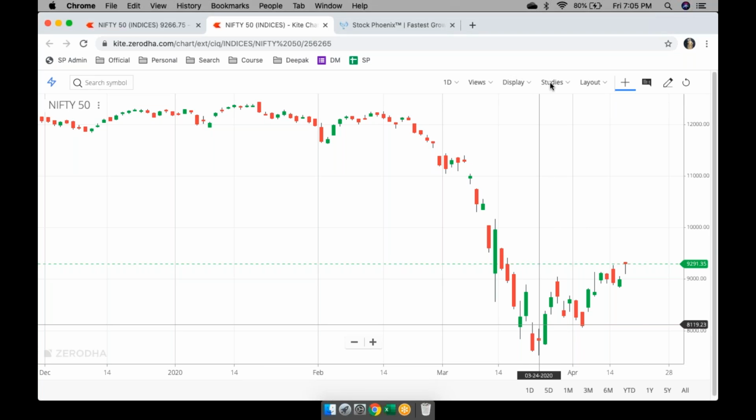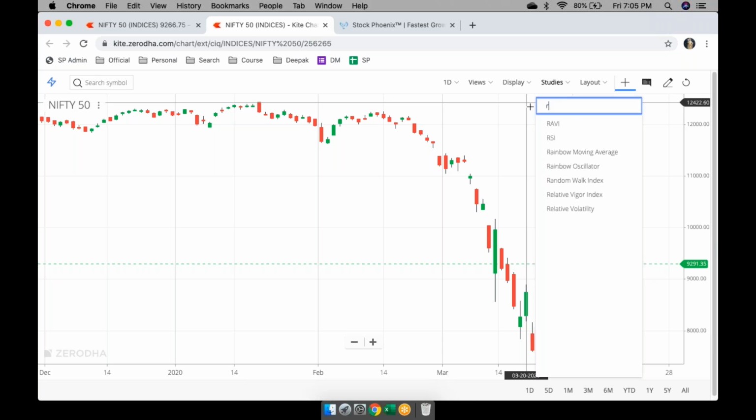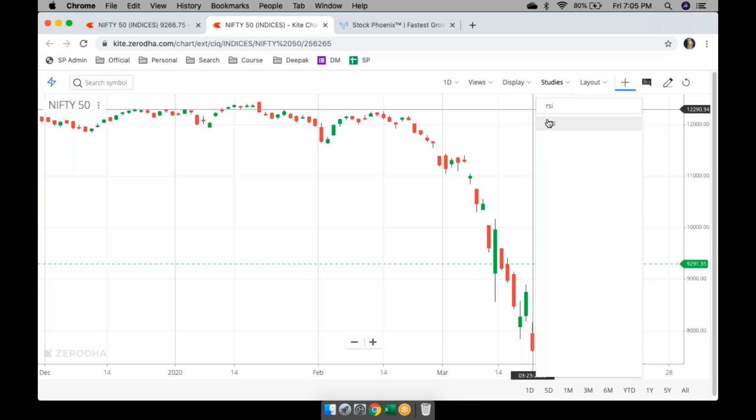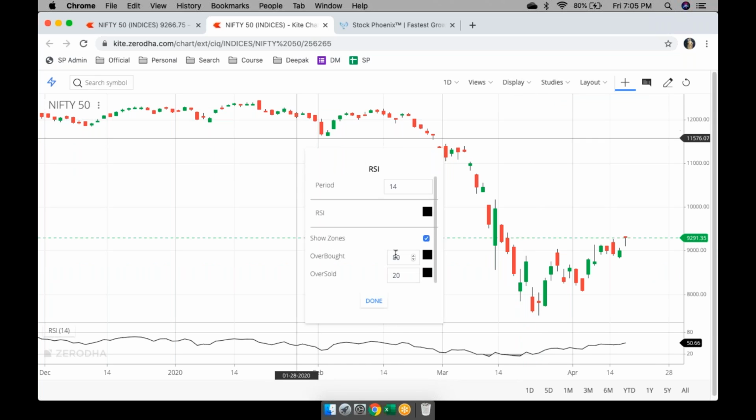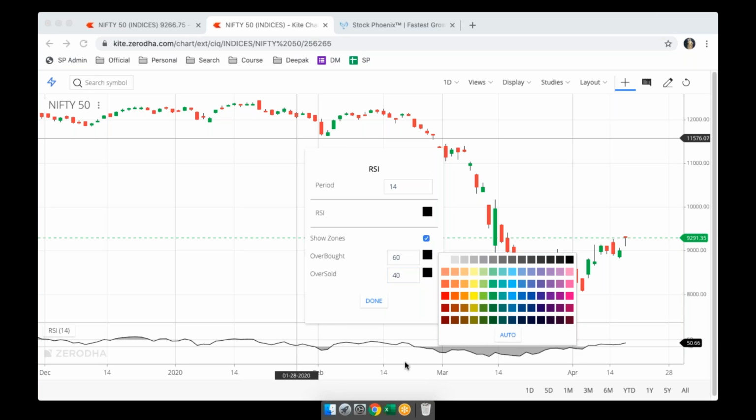Okay, coming back, RSI, Relative Strength Index. That is the name of the indicator. And the scaling is very, very important. The overbought level will be 60 and the oversold level will be 40. You should not change the metrics. If you change the metrics, the complete study will go wrong.